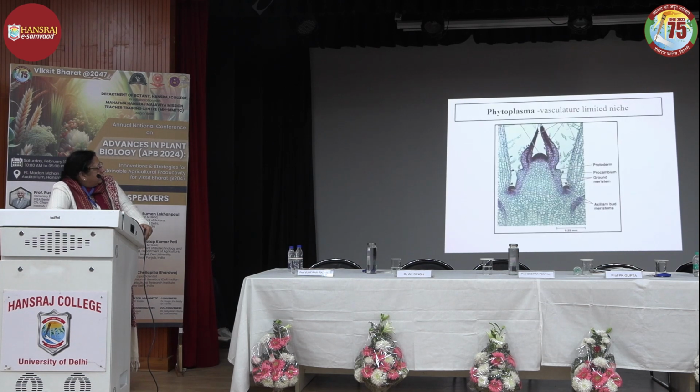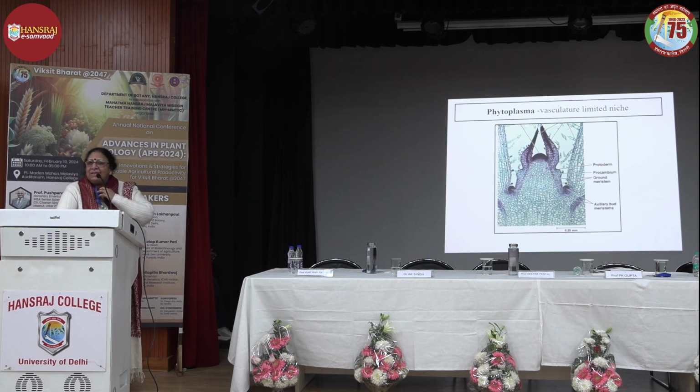But what is important to mark here is that another very peculiar feature of phytoplasma is that it is vasculature limited. It remains within the phloem. It cannot cross the vasculature of the plant. And most of these decisions, whether the plant will become a flower or a shoot, or a vegetative shoot or a flowering shoot, that decision is taken in the shoot apical meristem region, where the vasculature is not there.